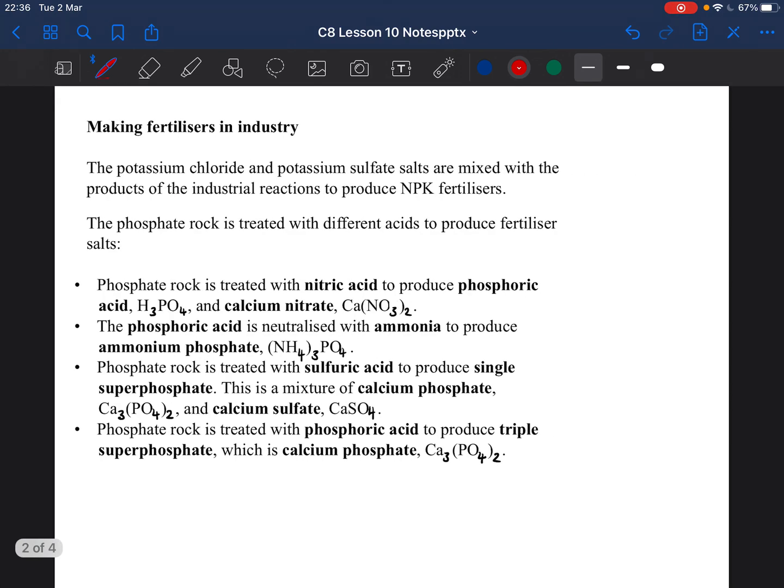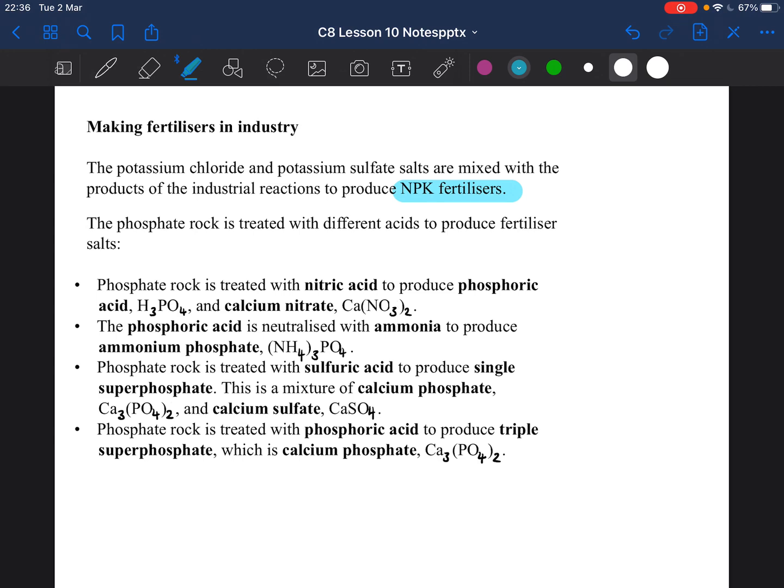So why are we doing this? Well, the whole aim of this is to create fertilizer salts. So our potassium chloride and our potassium sulfate salts are mixed with our fertilizers that we're going to make from our plants to make an important chemical, NPK fertilizers. NPK fertilizers are used by farmers around the world to feed their crops to encourage growth. So how does this work?